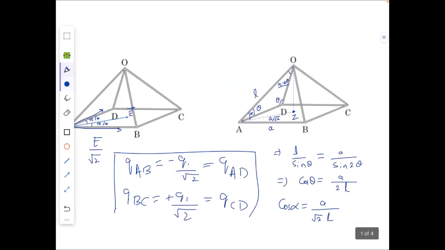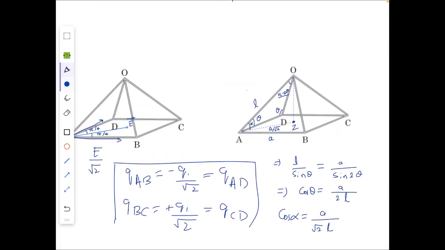So the charges induced in the second case will be minus Q2 by root 2 in OA and plus Q2 by root 2 in OC, and the rods OB and OD will stay neutral. So finally these are all the charges which will be induced on the rods. That's the final answer. Thank you.